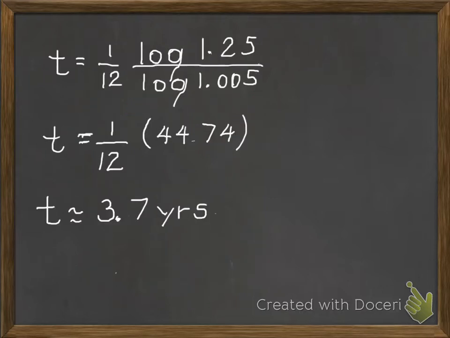So then, computing this on the calculator, log on the calculator 1.25, and you want to be sure to close this second set of parentheses here that appear in the calculator. Close this set of parentheses. I did that division. I got 44.74. Divide 44.74 by 12, and I get approximately 3.7 years. Time is 3.7 years.